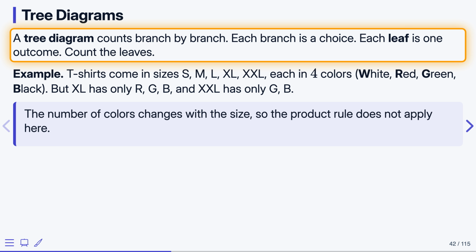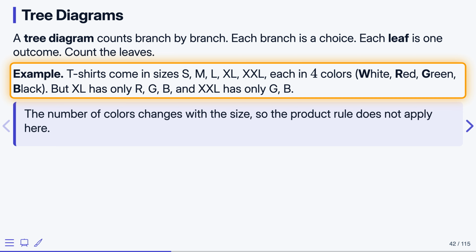A tree diagram counts step by step. Each branch is one choice. Each leaf at the bottom is one outcome. To get the answer, count the leaves. Now the shirt example. The shirts come in 5 sizes: small, medium, large, extra large, and double extra large. Most sizes come in 4 colors: white, red, green, and black. But there are 2 exceptions. Extra large comes only in red, green, and black. Double extra large comes only in green and black.